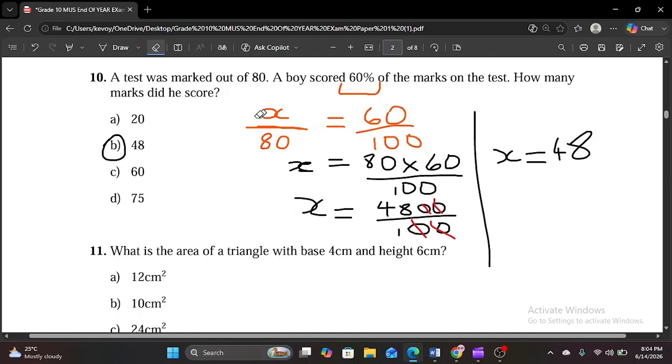So in order to get x by itself, we just move over the 80. If we move over the 80 from this side of the equal sign to the next side, you know it's going to multiply. And when it's multiplying, you know that's going to multiply the numerator, right? Think about it when we're cross multiplying. So 80 times 60 is equal to 4,800, and you divide by 100 to get your answer. So 48 is the answer right there, all right? So moving on to the next question.